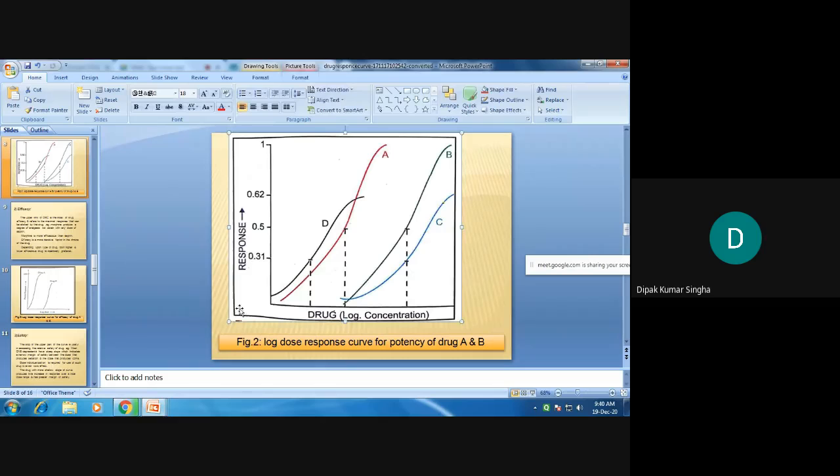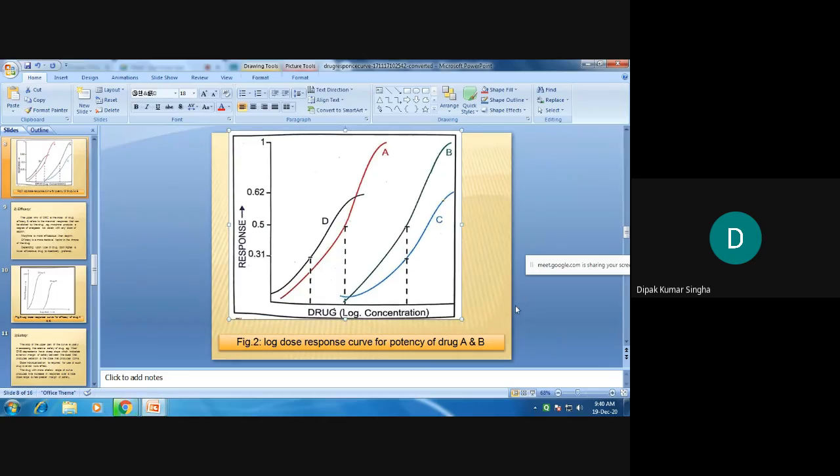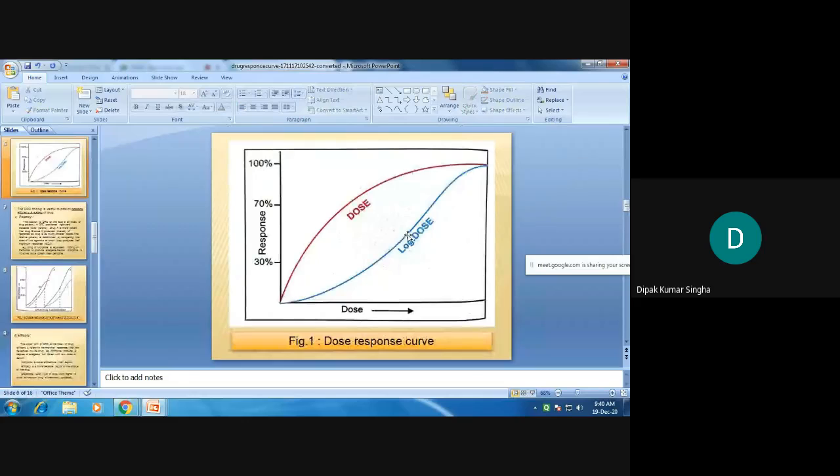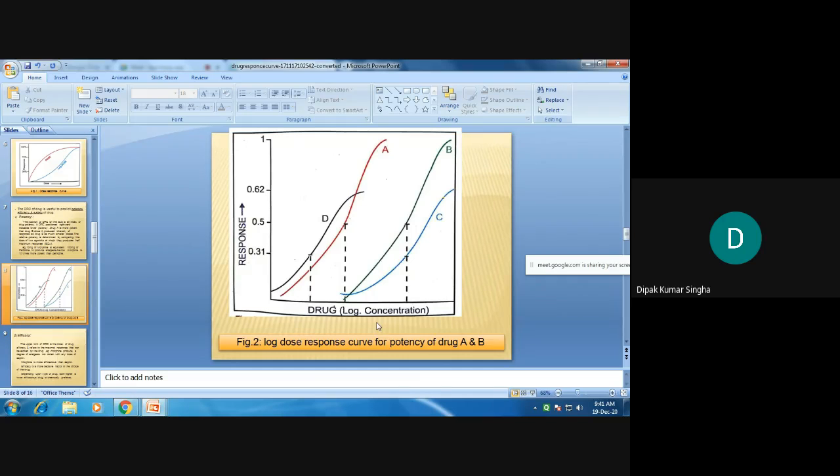Dose and log dose. This curve in this pattern. When the dose, suppose dose 500 milligram, the log 500 equal to the concentration will be less. So there, this will be this type of way. Okay. After that, the potency.